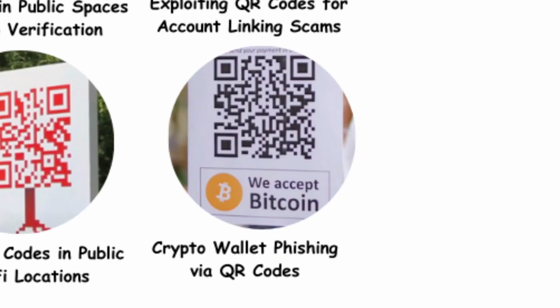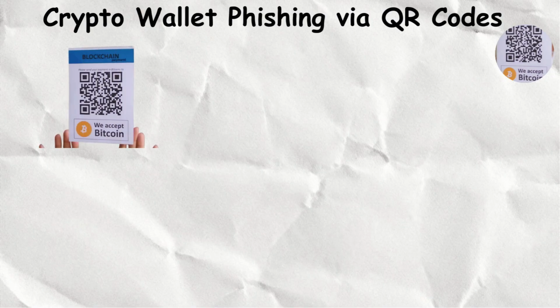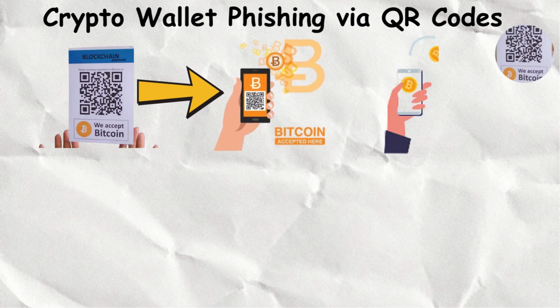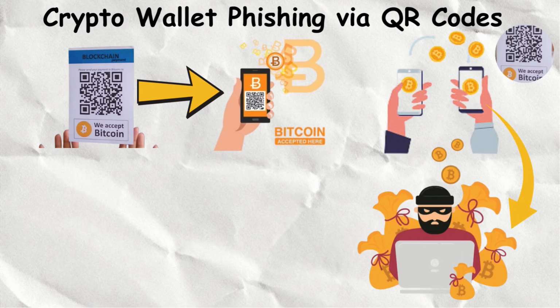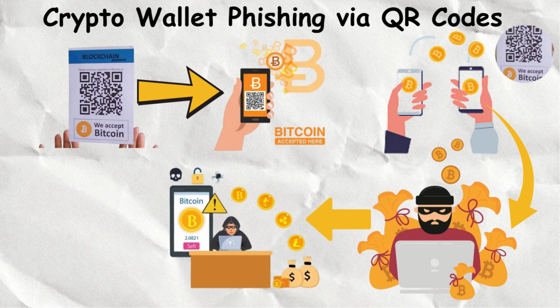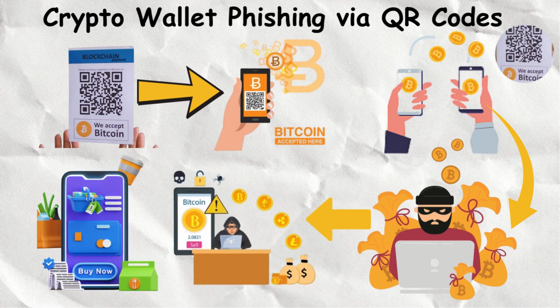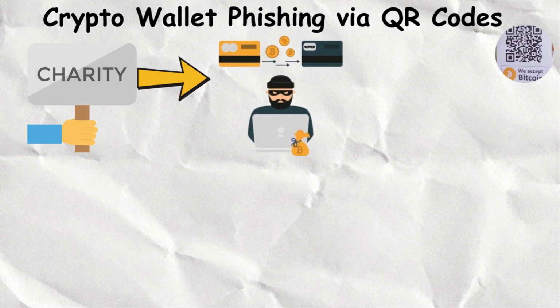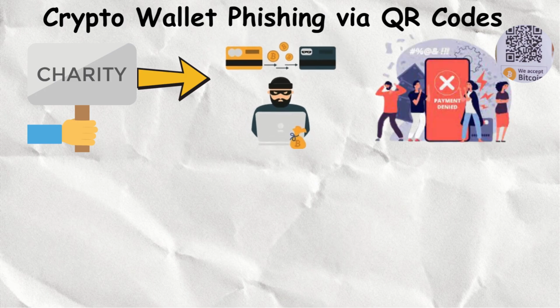Crypto wallet phishing via QR codes. Cryptocurrency wallets often use QR codes for payment addresses or to request transfers. Attackers exploit this by replacing a legitimate wallet QR code with their own address. This is especially effective in online marketplaces, charity campaigns, or public fundraising events. Once scanned, the victim sends funds directly to the attacker's wallet, a transaction that can't be reversed.